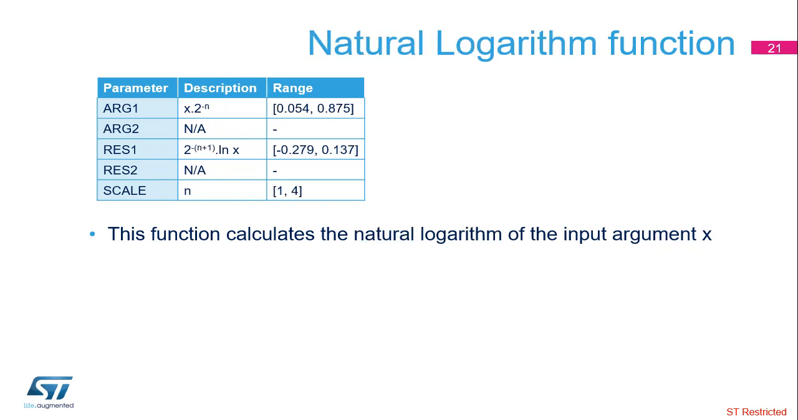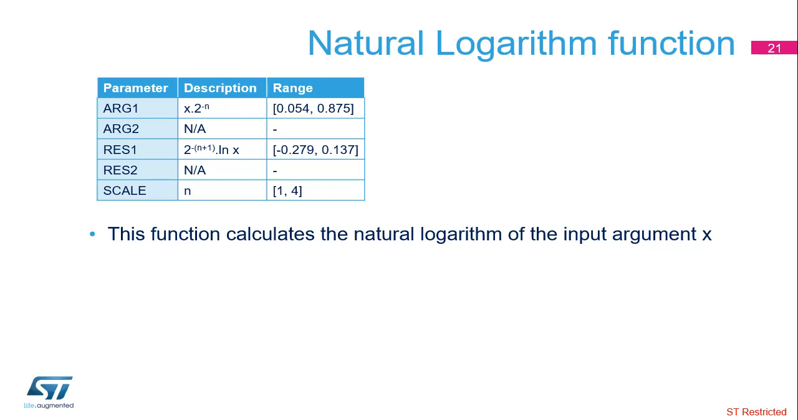This slide describes the features of the natural logarithm function. The primary argument is the input value x. Only values of x in the range 0.107 to 9.35 are supported. The value x must be scaled by a factor 2 to the minus nth, such that x times 2 to the minus nth is less than 1 minus 2 to the minus nth. The scaled value x times 2 to the minus nth is programmed in arg1, and the factor n equals 1 must be programmed in the scale parameter.